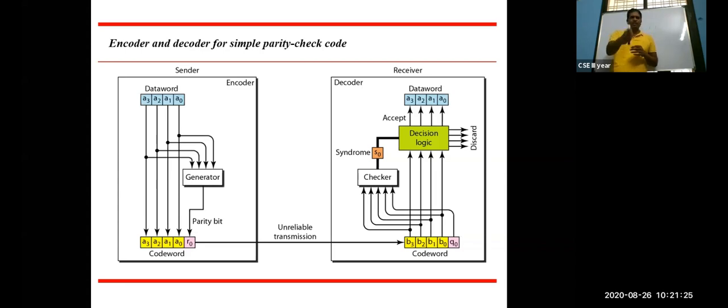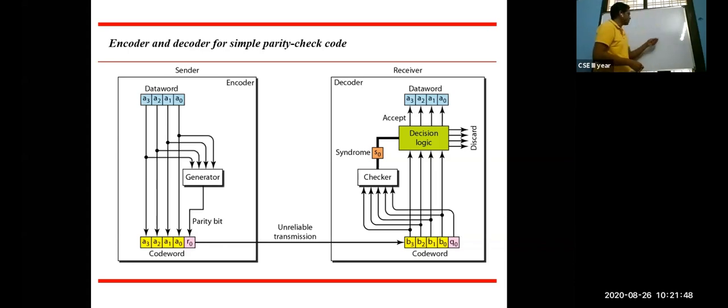That syndrome is useful for the decision logic. Above the checker, it goes to something called syndrome, and from the syndrome it goes to logic, design logic or decision logic. That syndrome is taken by the decision logic. The decision logic will either discard the data, on the right side, or accept the data, to the top. If it is fine, accept the data. If something is wrong, discard the data.